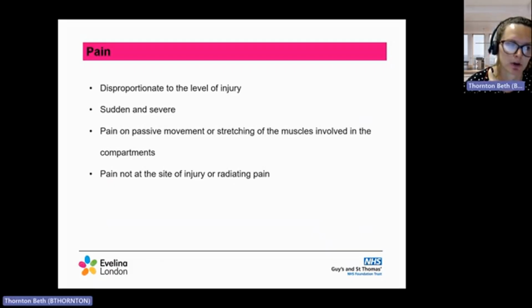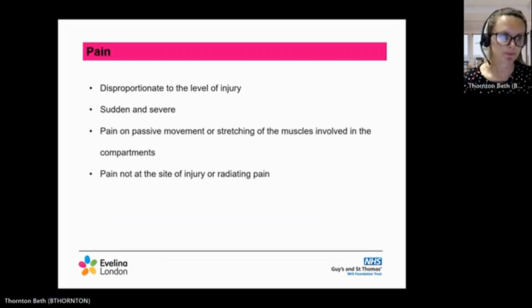The guidelines for compartment syndrome recommend that local anaesthesia should be avoided in patients at risk of compartment syndrome. So those of you that work in theatres or recovery might notice it's very rare to give nerve blocks or local anaesthetic in these high-risk patients, so fractures and things, because if the patient has numbness due to a nerve block, then you wouldn't necessarily see that initial sign of compartment syndrome.